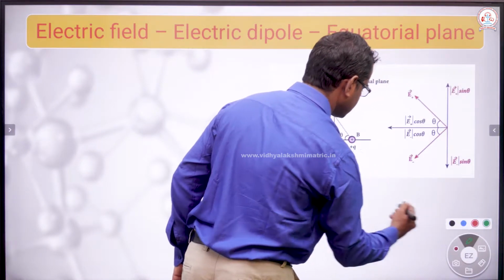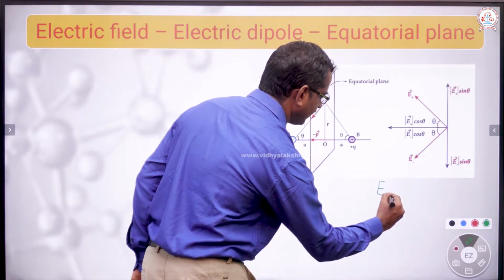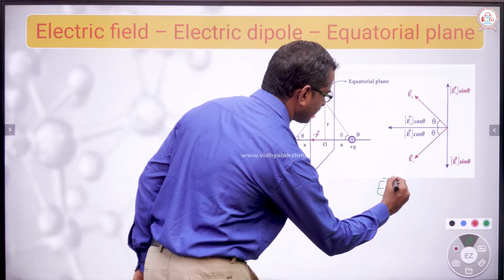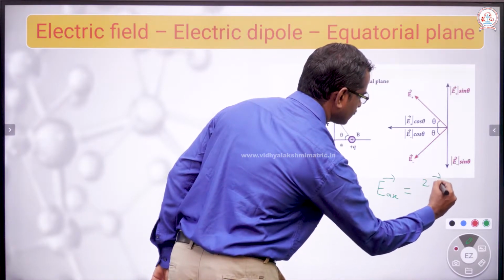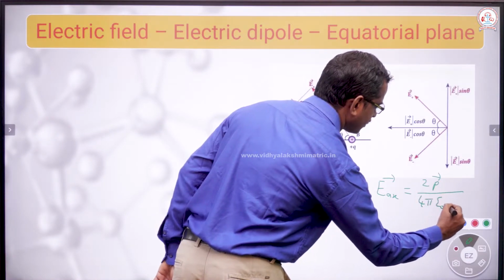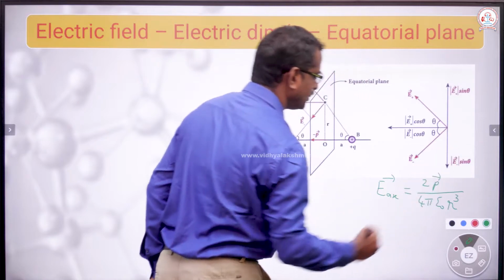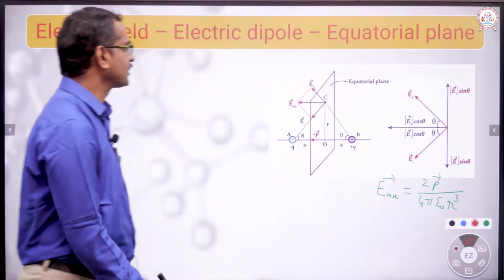The previous equation for the electric field along the axial line was 2 P vector divided by 4 pi epsilon naught r cube. This was the final equation. Let us keep this for comparison.